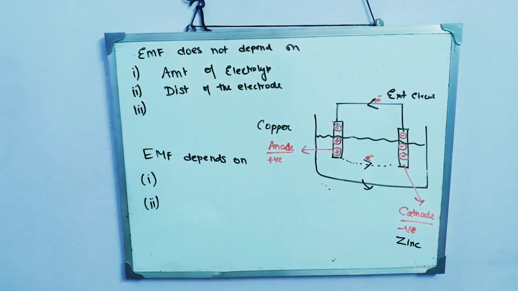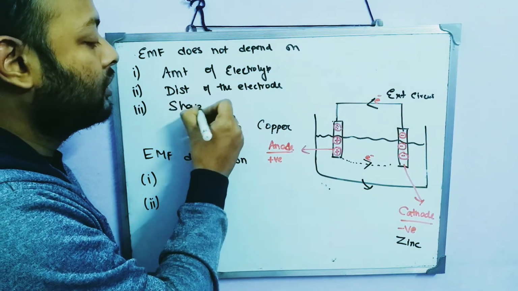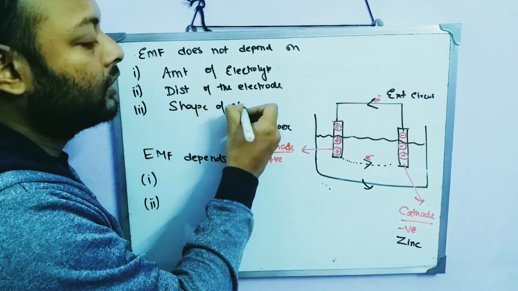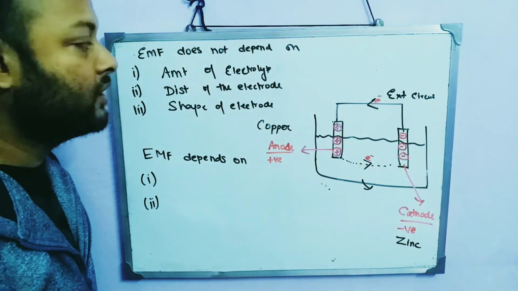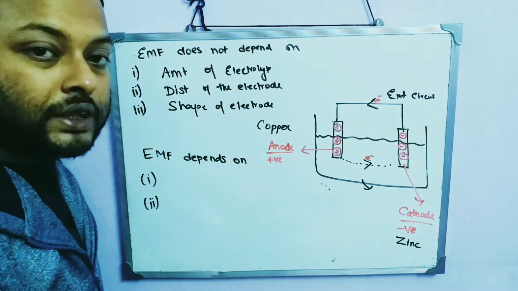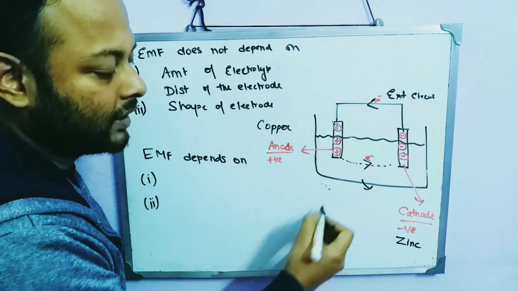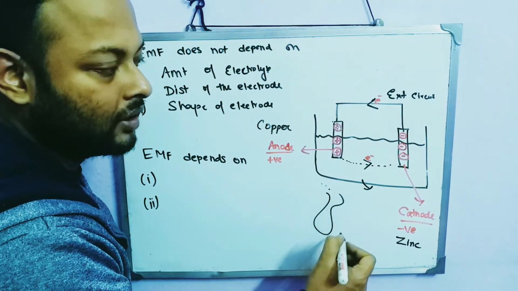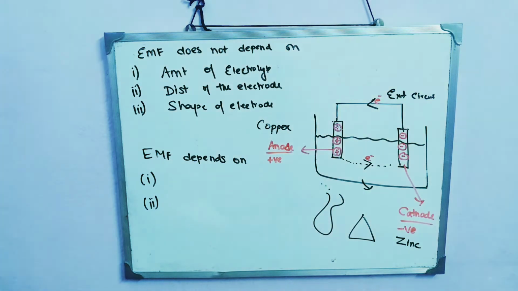Distance of the electrode, right? And it does not depend upon the shape of the electrode. So it does not depend upon these 3 factors: amount of electrolyte, distance between the electrodes, and shape of electrode. Whatever shape, I can take this shape of the electrode also, or this shape of the electrode. So it does not matter.